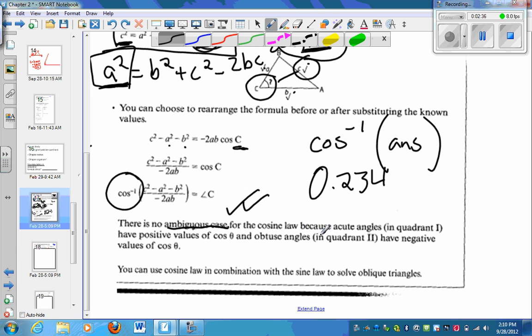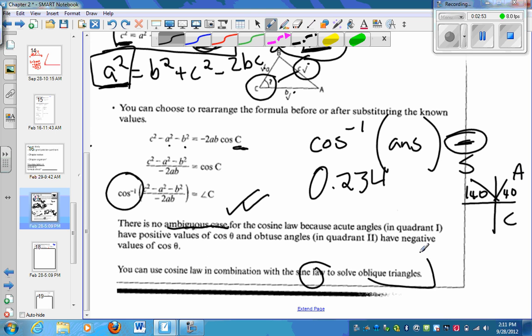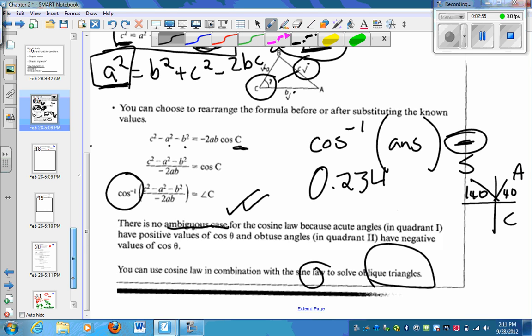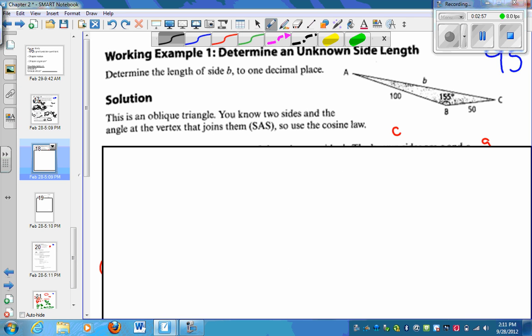Yay! For the cosine law. Why? Because the cos of 40 is not equal to the cos of 140, because in this quadrant, cos is negative. Okay? And you can use the cosine law in combination with the sine law to solve triangles. So we might need to use both strategies. Okay, let's try a problem.